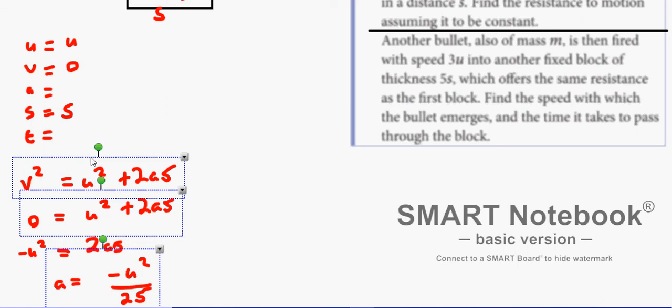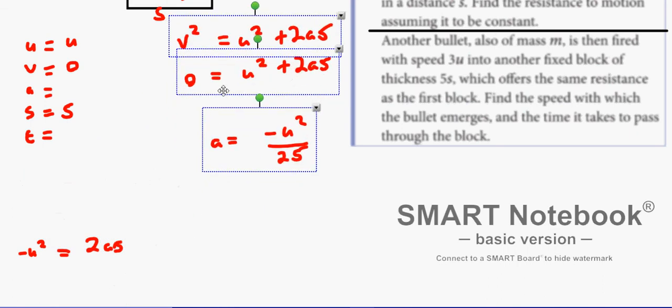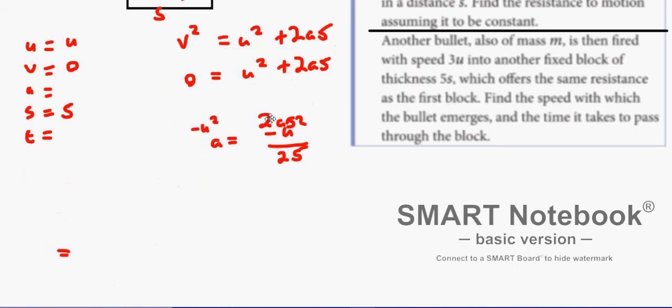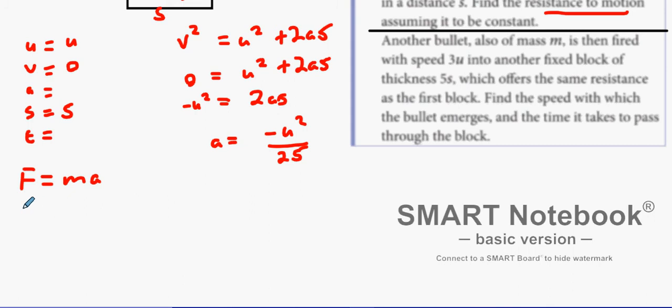Now find the resistance to the motion. Haven't quite done everything yet. Resistance will be force equals ma, which means the resistance will be ma because it's a force. So it's going to be R equals m multiplied by minus u squared over 2s.